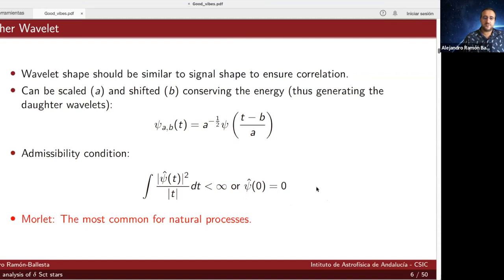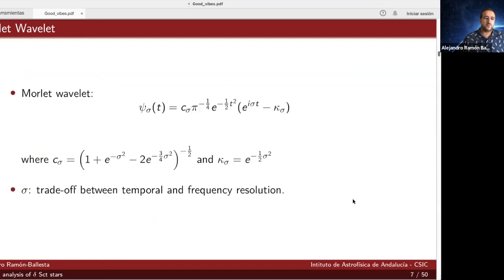To study natural processes, the most commonly used family of wavelets is the Morlet wavelet. Jean Morlet was a geophysicist who in the early 80s developed the theory of the wavelet transform to study seismic waves. So for asteroseismology, in principle, the Morlet wavelet should be suitable for the job. It's also used in studying electrocardiograms or brain waves, so it's widely used, this one.